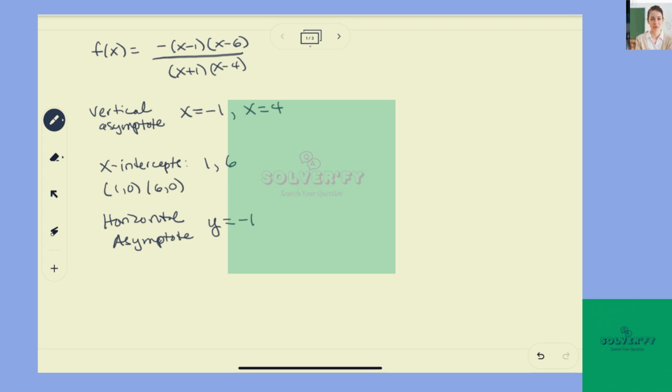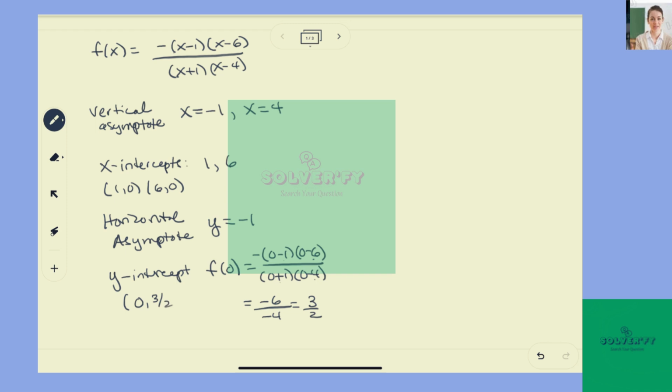Find the y-intercept. The y-intercept is the value of the function when x is 0. So I just want to put in 0 for x, and that's going to give me (0 minus 1)(0 minus 6) over (0 plus 1)(0 minus 4). So that's going to give me on top a -1 times a -6, so that's 6. So I have -6 over 1 times -4, which is -4. So that will be +3/2. So that'll be the point (0, 3/2).